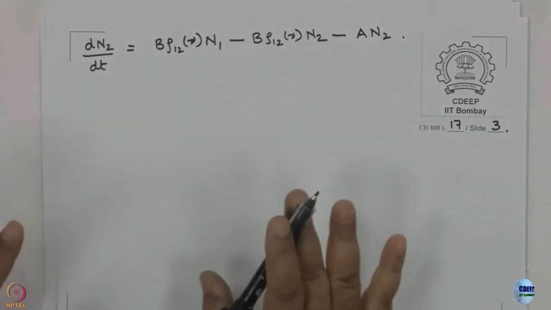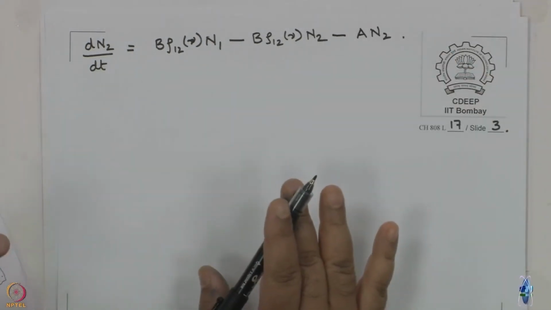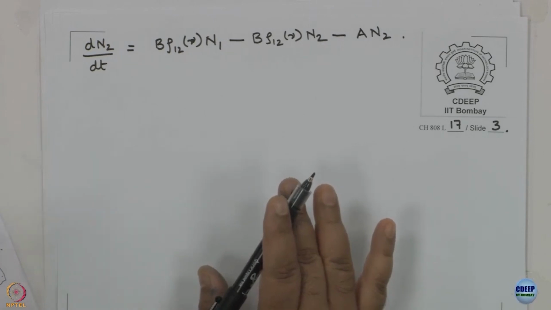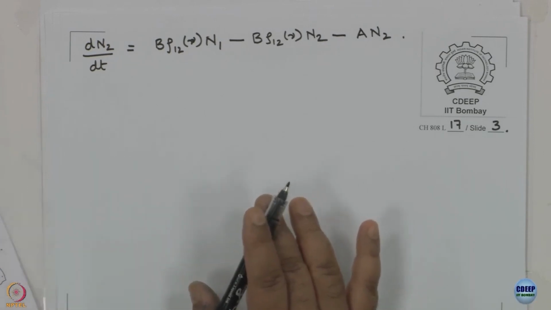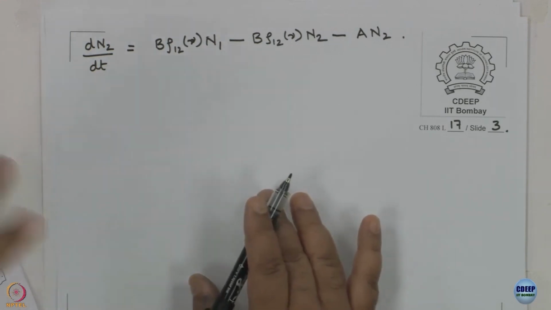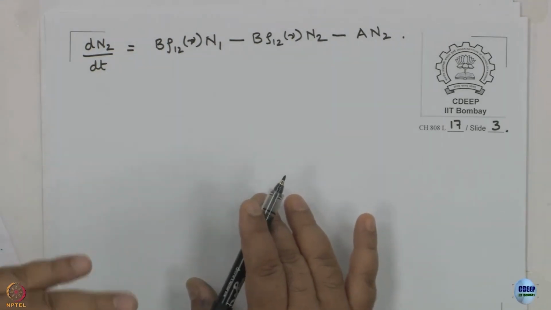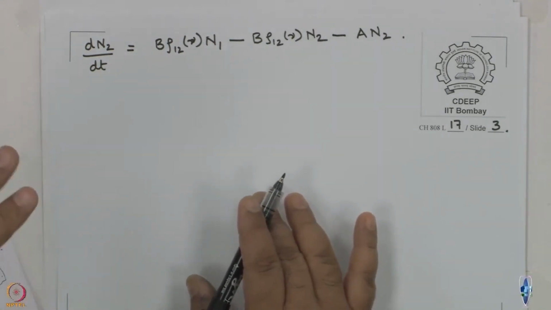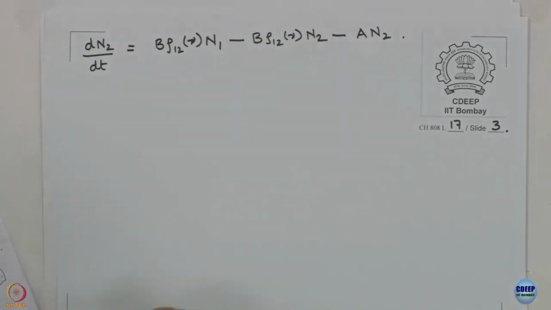Alright. Now, here of course, there are two things to understand. Is dN2 by dt equal to 0? Only at steady state. But if you have a situation where initially you have nothing, then light is switched on, then until saturation is reached, the N1, N2 values will change. N1 will keep decreasing, N2 will keep increasing.